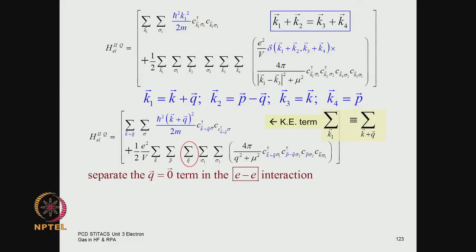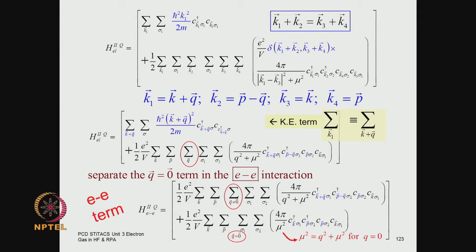So now what we will do is examine this electronic part, the electron-electron part, and over here you have a summation over q. In this we separate the term corresponding to 0 momentum transfer from the remaining terms in which q is not equal to 0. So we will separate this into 2 parts: one is q not equal to 0 and the other is q equal to 0.